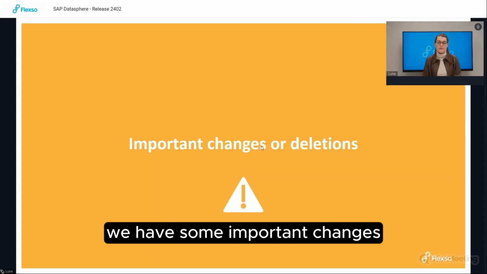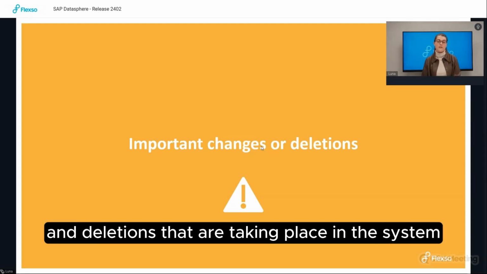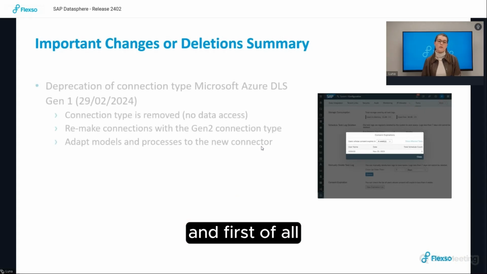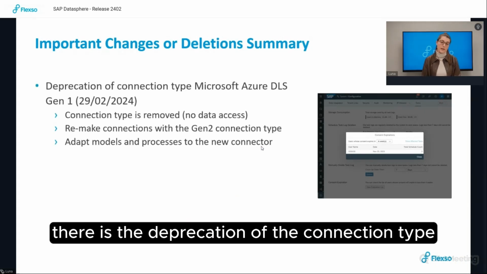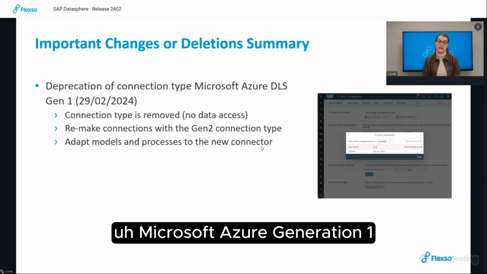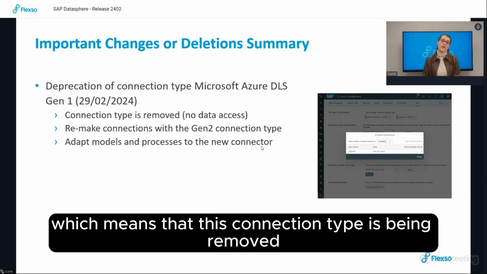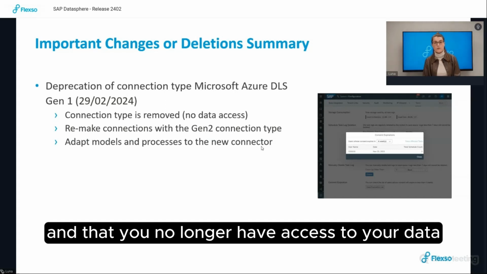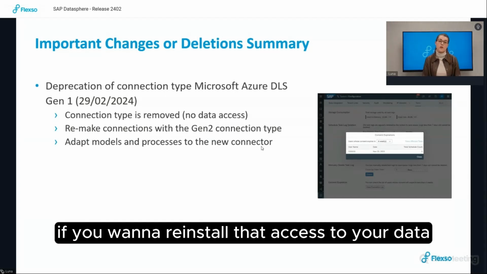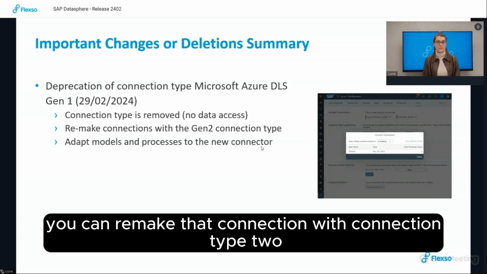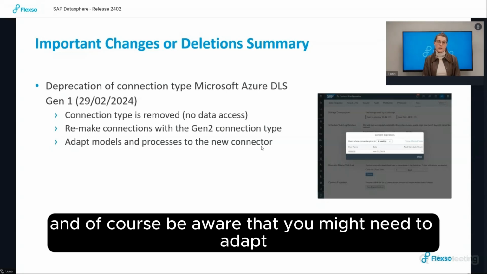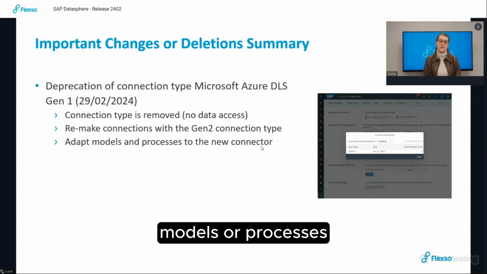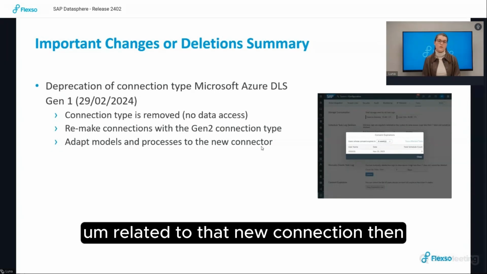But before we start, we have some important changes and deletions that are taking place in the system. First of all, there is the deprecation of the connection type Microsoft Azure Generation 1, which means that this connection type is being removed and that you no longer have access to your data. Of course, if you want to reinstall that access to your data, you can remake that connection with connection type 2. And be aware that you might need to adapt some models or processes related to that new connection then.